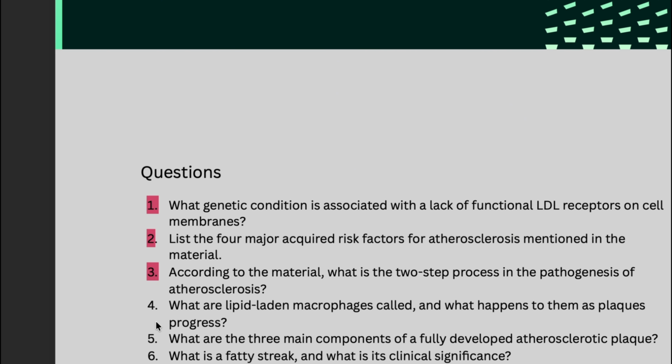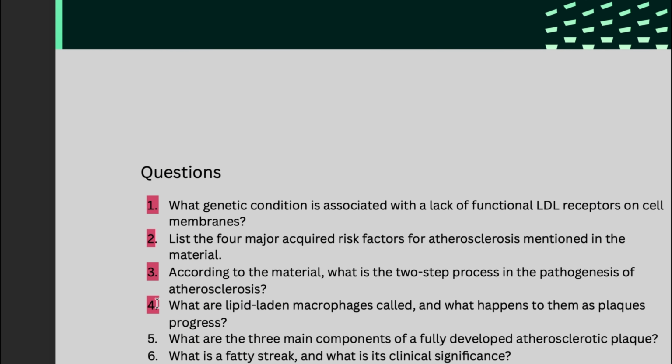According to the material, what is the 2-step process in the pathogenesis of atherosclerosis? And the answer is the pathogenesis occurs in 2 main steps: endothelial damage or injury, and then the other one is the vascular wall responds with lipid accumulation, inflammation, and smooth muscle cell proliferation. Now let's look at question 4.